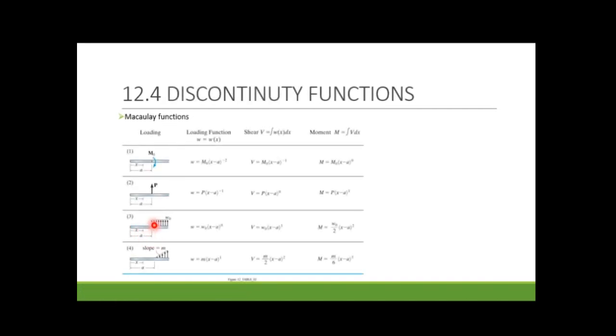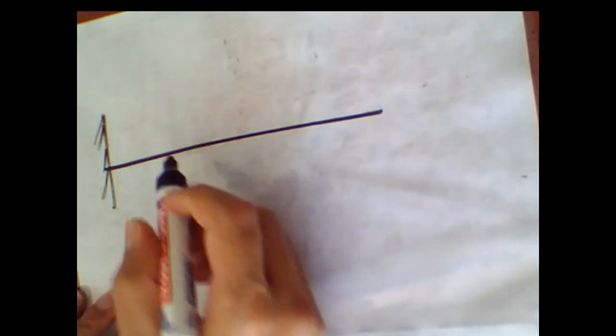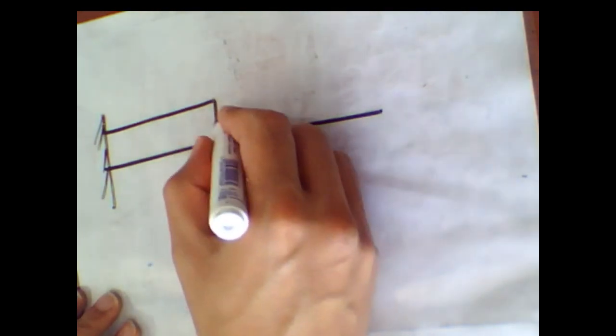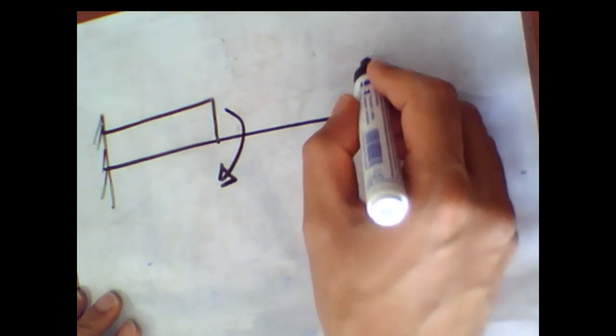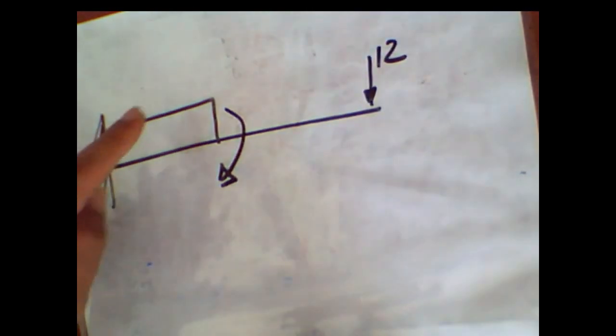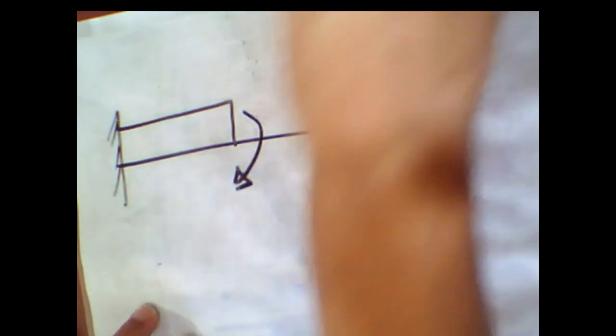In all the Macaulay functions, the distributed load should continue to the end of the beam. Therefore, in the question, maybe I want to go back to the webcam. If our loading is like this, but this loading is not acceptable, I want to convert this beam like this.